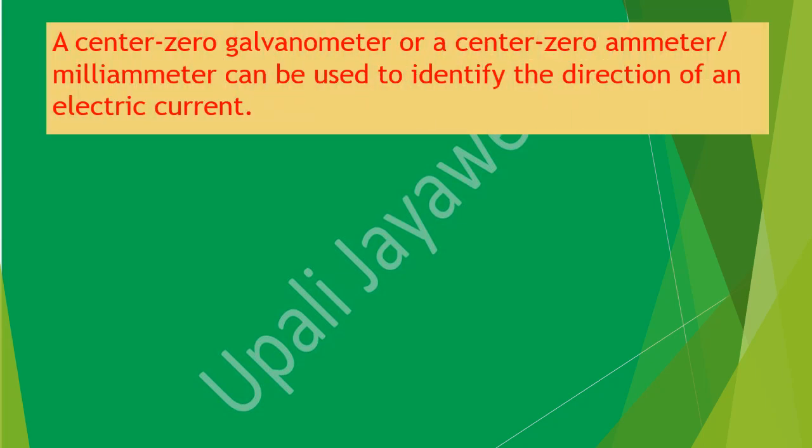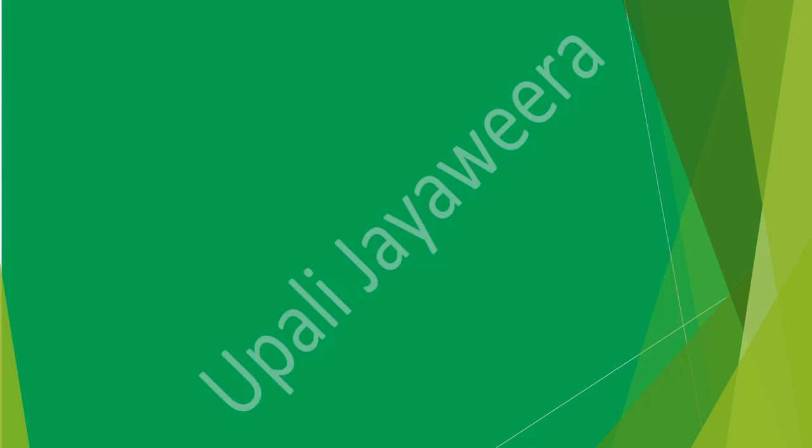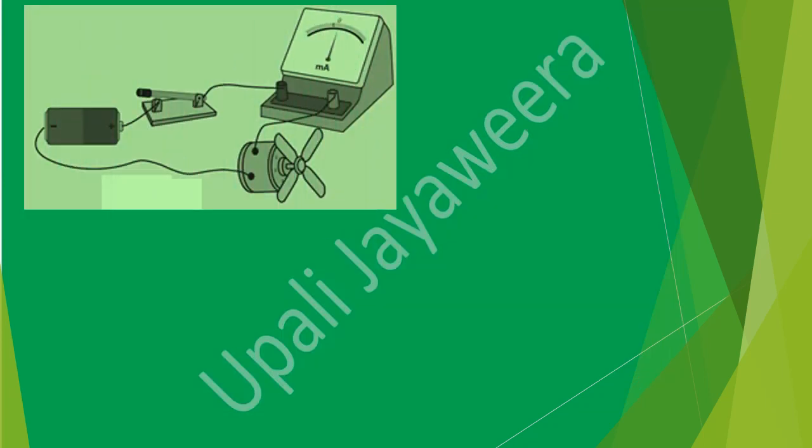A center zero galvanometer, center zero ammeter or milliammeter can be used to identify the direction of an electric current. Now you can arrange this circuit. Then turn on the switch and observe. You will see the fan is rotated. The pointer of the milliammeter is moved to one direction.